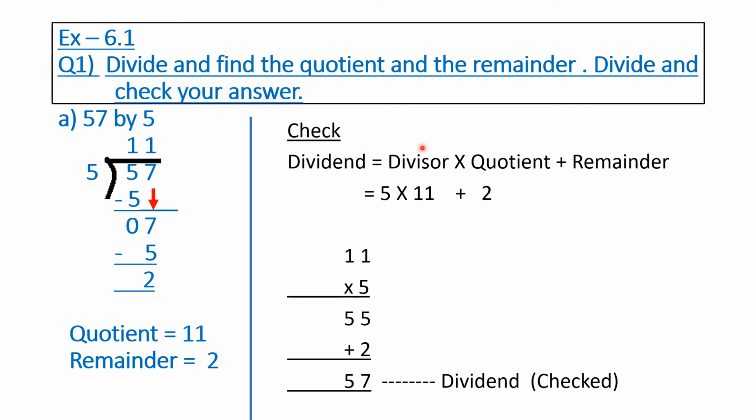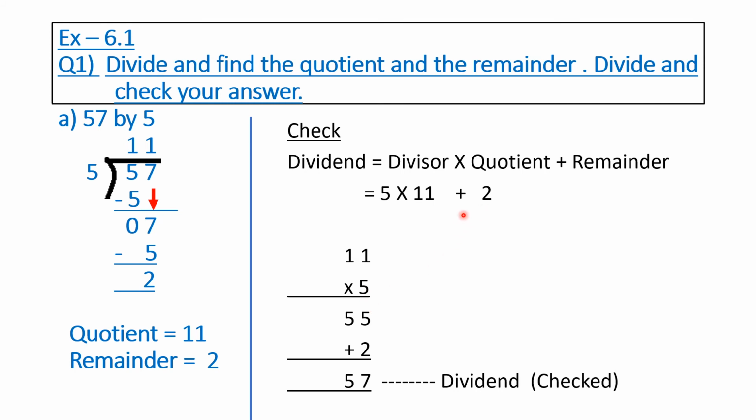So you have to multiply divisor and quotient. So tell me which is the divisor? 5. And which is the quotient? 11. So you have to multiply this 5 and 11. Okay. So you multiply 5 and 11 and then you add this remainder. Which is the remainder? 2. So you will multiply 5 and 11 and then you will add 2. So tell me, 11 5s are? Yes, 11 5s are 55.